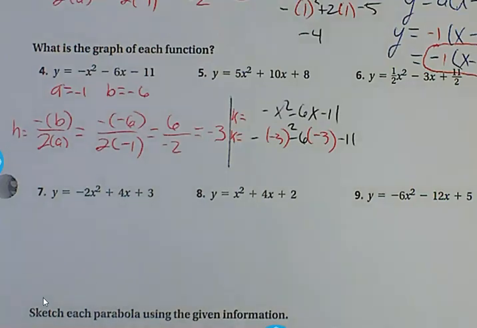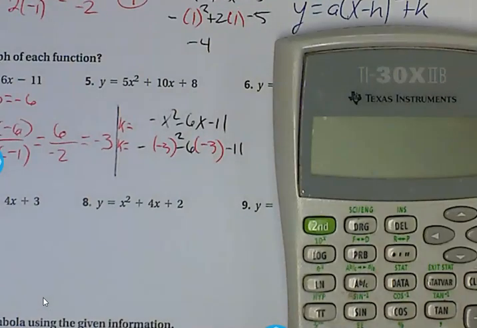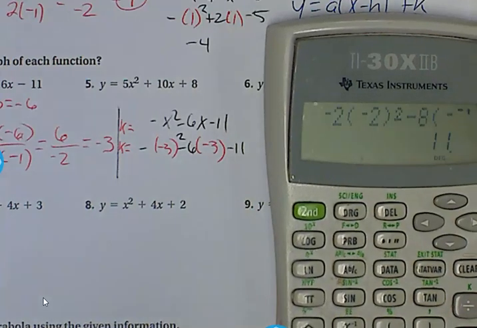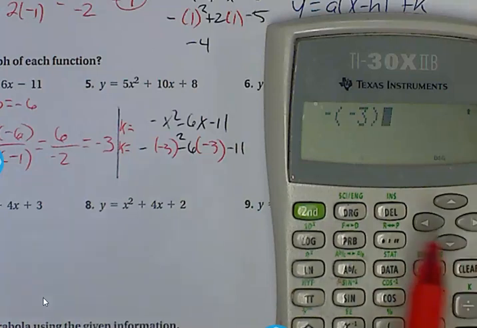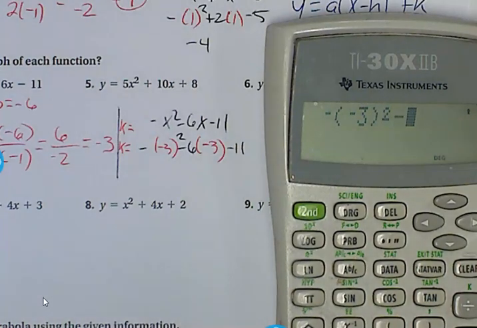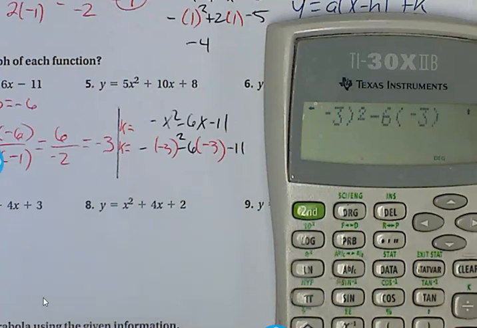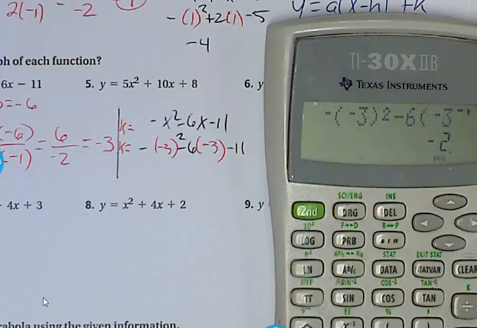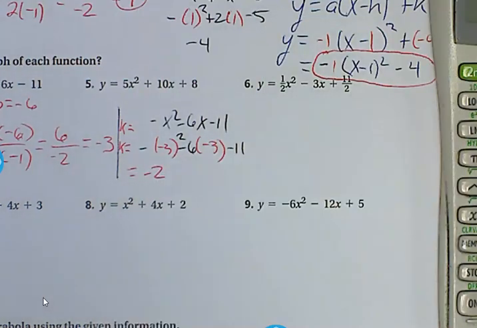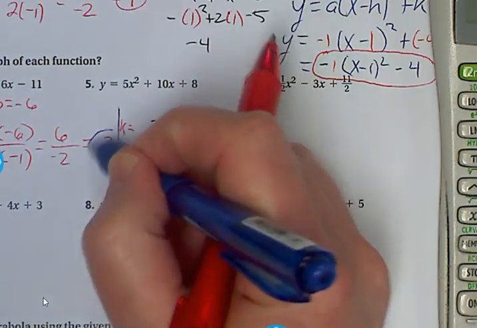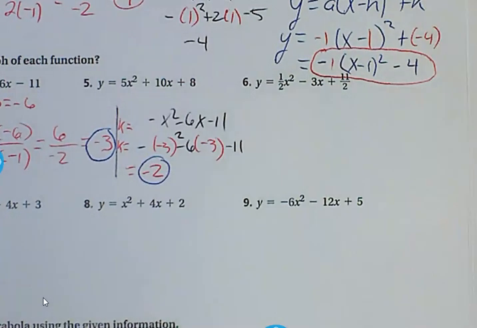And again, we're going to check that with the calculator and see what we get here. We got minus -3 squared, minus 6 times -3, is -11... Alright, everybody get -2? Okay, plug all that in, we get -2, so that's the second part of the vertex. Okay, so there's your vertex at -3, -2.